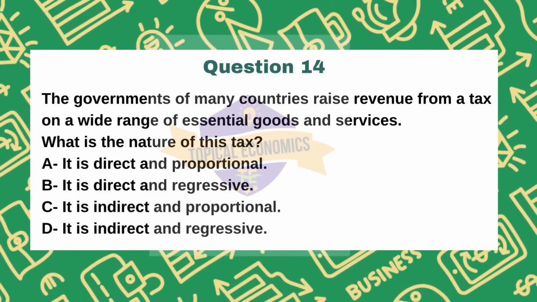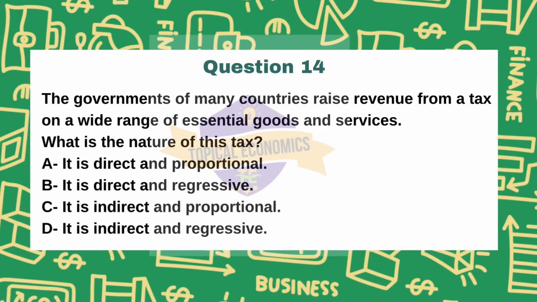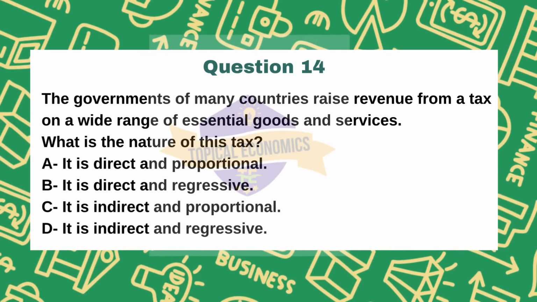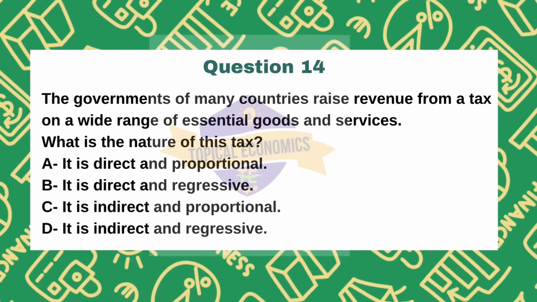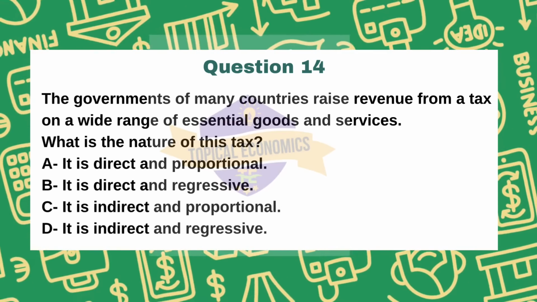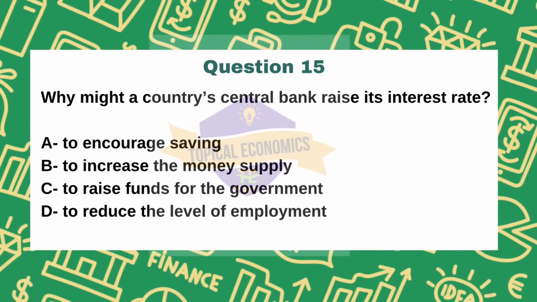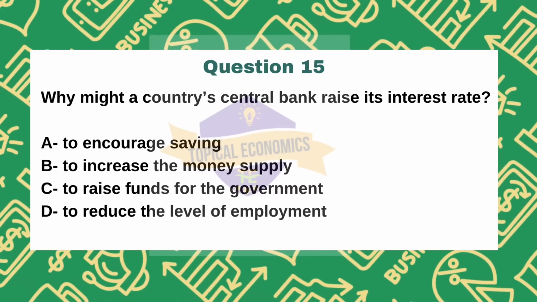And option C, it is indirect and proportional. While these taxes are indirect, they are not proportional. A proportional tax implies a constant rate across all income levels without disproportionately affecting lower income earners. Moving to the 15th question. Why might a country's central bank raise its interest rate?